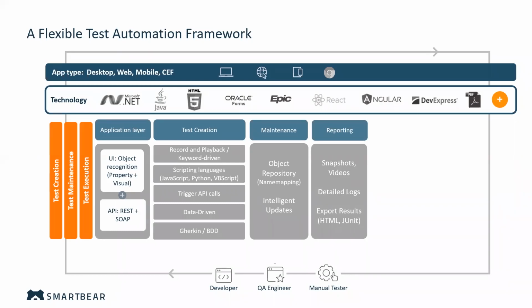And after execution, you want to be able to have all your reports in one place, including snapshots and videos and detailed logs of everything that happens during the automation process. And then finally, you want to export them either as an HTML file that you can share with your colleagues, or a JUnit file that you can then consume into your own custom reporting tool if you have one.